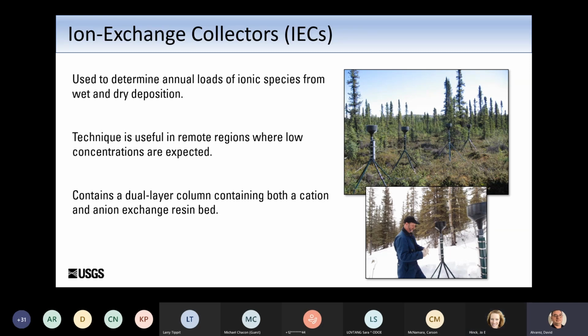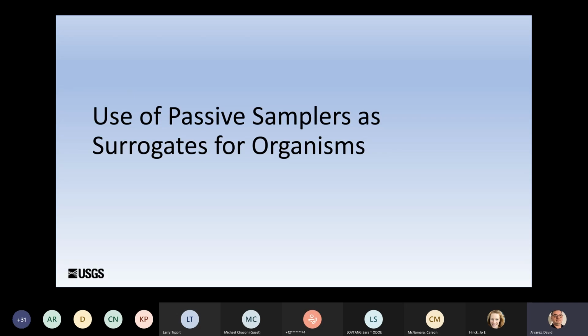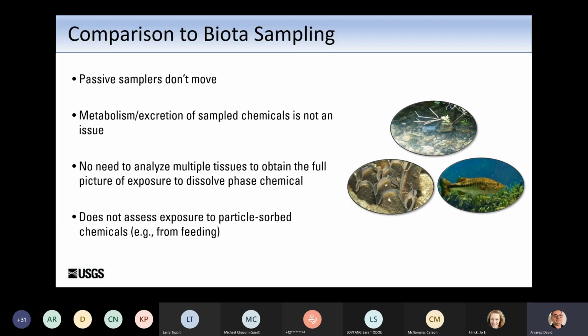There are actually some global networks that exist for monitoring, especially organic contaminants in the air. But I won't get into that in this presentation. So initially, passive samplers for environmental monitoring studies were developed as a surrogate for biotic sampling.